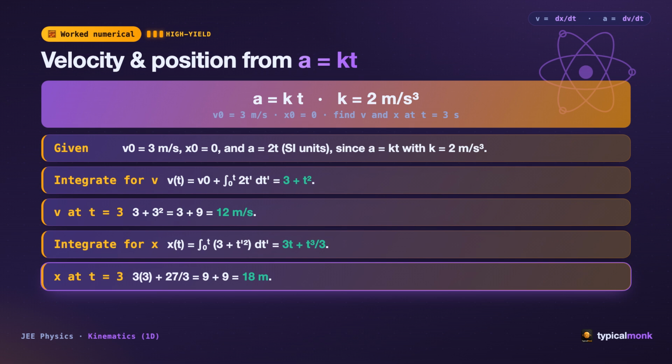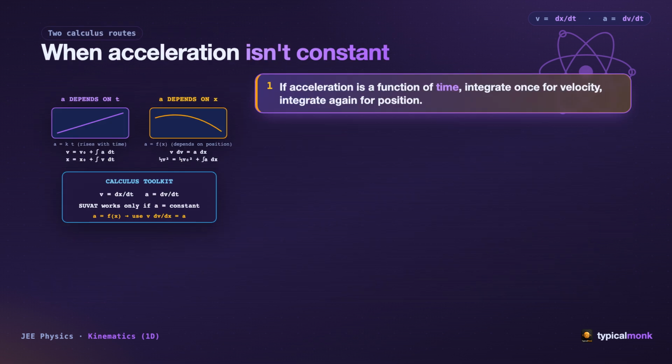Notice the pattern. Integrate once for velocity, integrate again for position, that is the entire method. Every single time acceleration is given as a function of time. Now the two situations JEE actually tests side by side. On the left, acceleration given as a function of time, like the one we just solved. Integrate it once, you get velocity as a function of time. Integrate again, you get position as a function of time. Simple in principle, however messy the algebra.